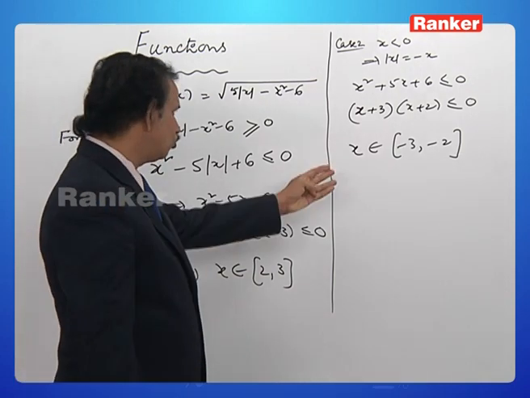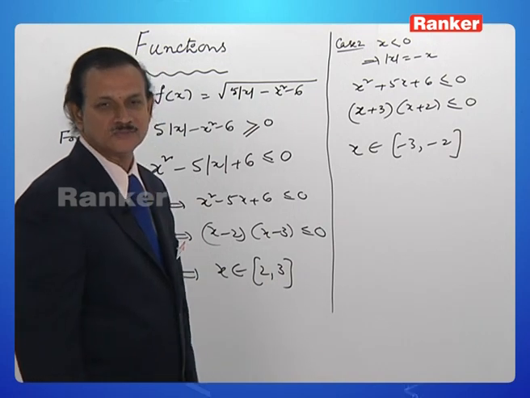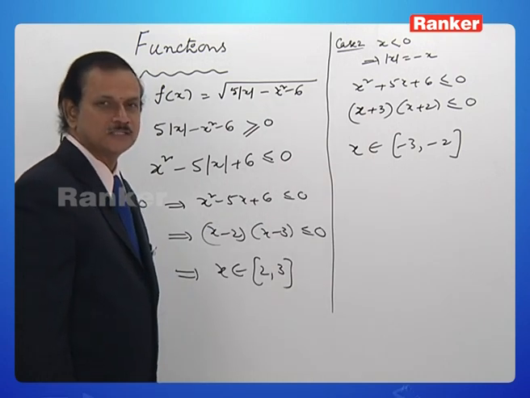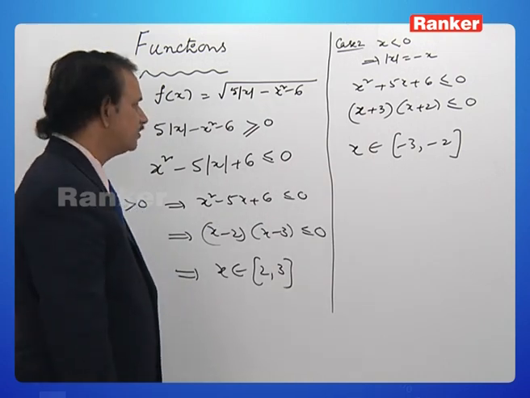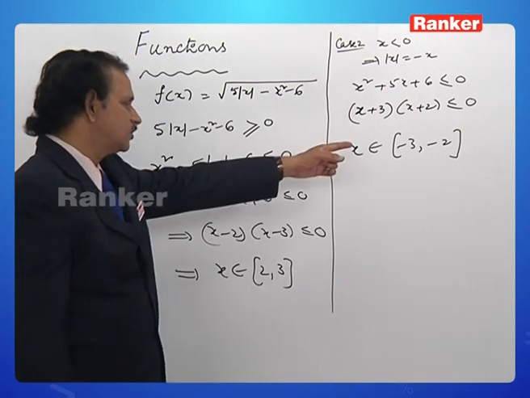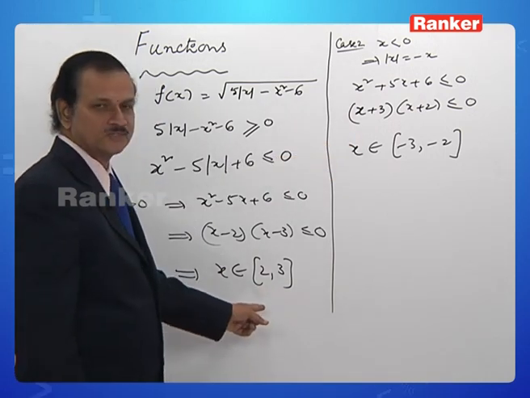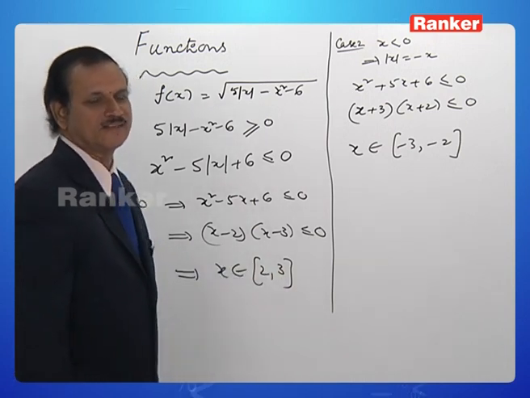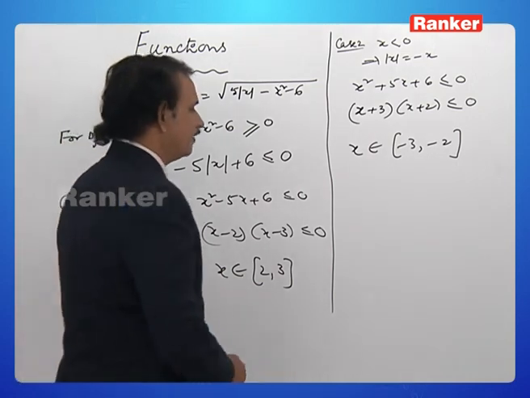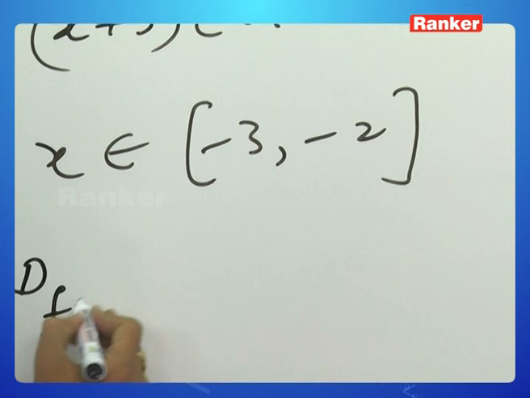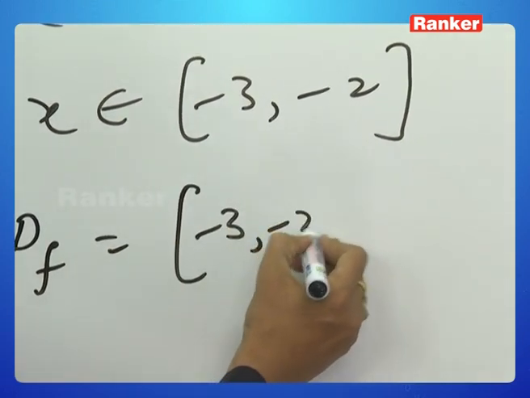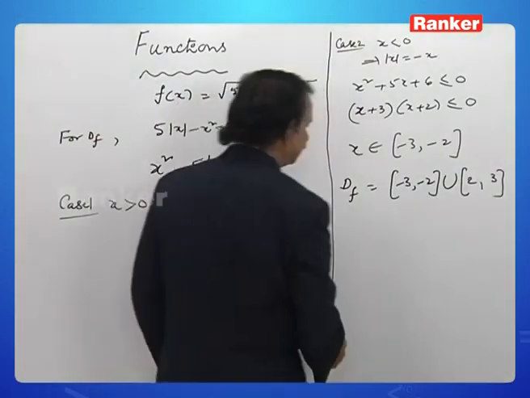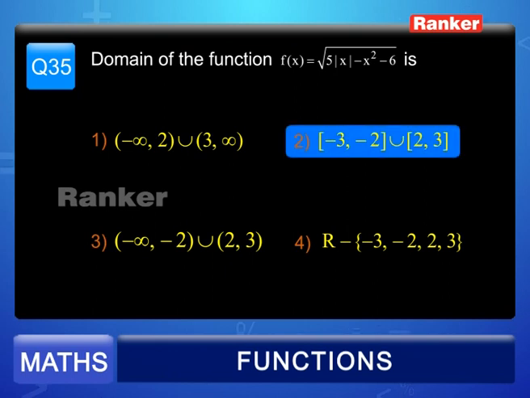Now, let us have a union of these two. That gives us the answer. The first case is the closed interval 2 to 3. The second case is minus 3 to minus 2. Hence, the required domain is closed interval minus 3 to minus 2 union closed interval 2 to 3, and that is surely available in the second option. What is the right option? Second option is the right option. Therefore, the domain of f is closed interval minus 3 to minus 2 union closed interval 2 to 3.